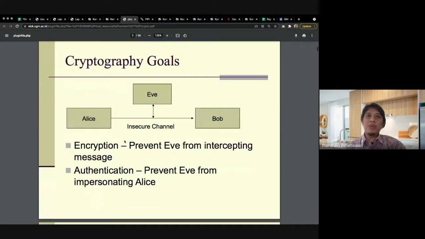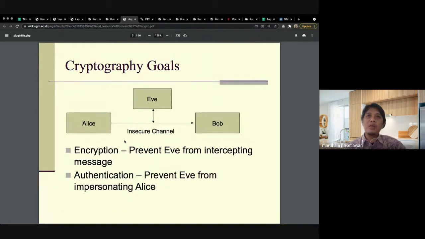When we see this, cryptography actually tries to prevent someone inappropriate from intercepting the message. For example, the first side, Alice, sends a message to Bob, which means we try to secure the channel between Alice and Bob, so that others cannot intercept the message.